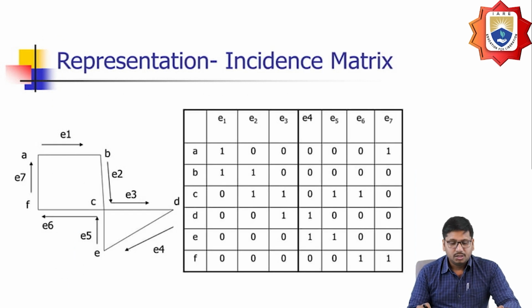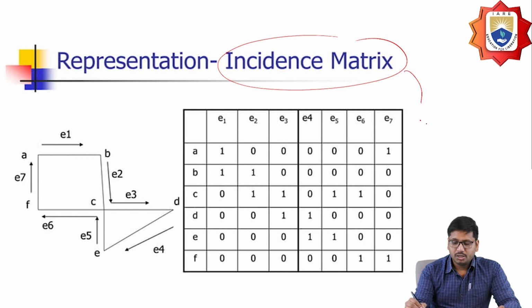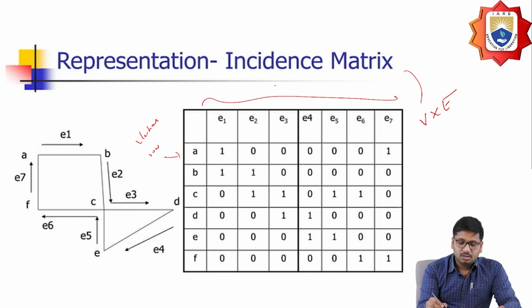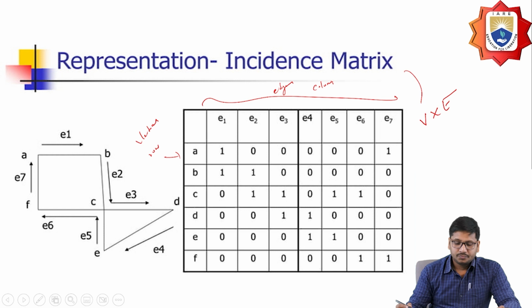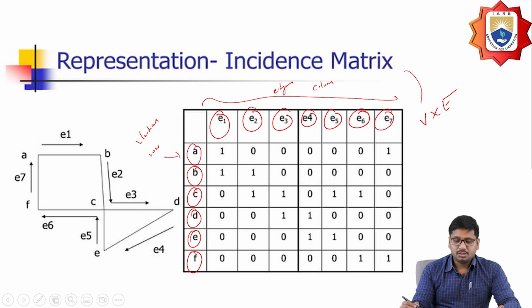So how are we going to represent this graph in the form of an incidence matrix? Normally this incidence matrix is shown along the vertices and then edges. So in rows, I'm going to consider the vertices of the graph, and in the columns, I'm going to consider the edges. So that's what I'm going to take: A, B, C, D, E, F are the vertices of the graph, and these are the edges that are considered here.